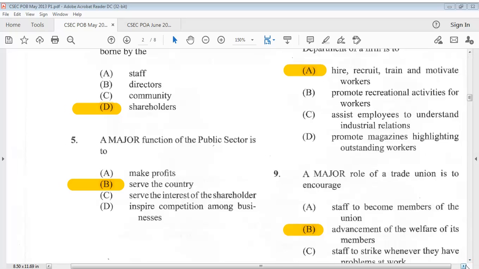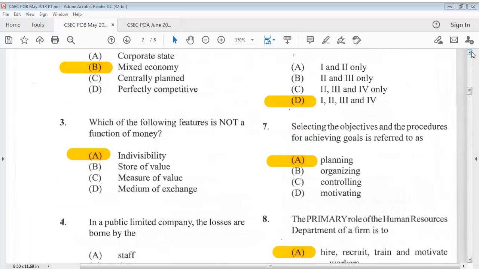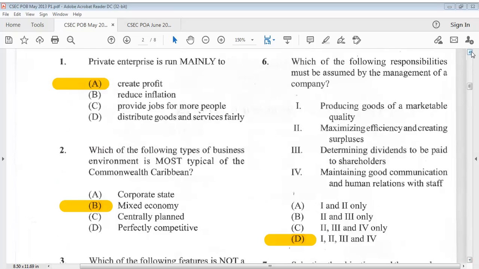Let's go on to question number 6. Here it says, which of the following responsibilities must be assumed by the management of a company? 1, producing goods of a marketable quality. 2, maximizing efficiency and creating surpluses. 3, determining dividends to be paid to shareholders. 4, maintaining good communication and human relations with staff. The answer is D, all of them.